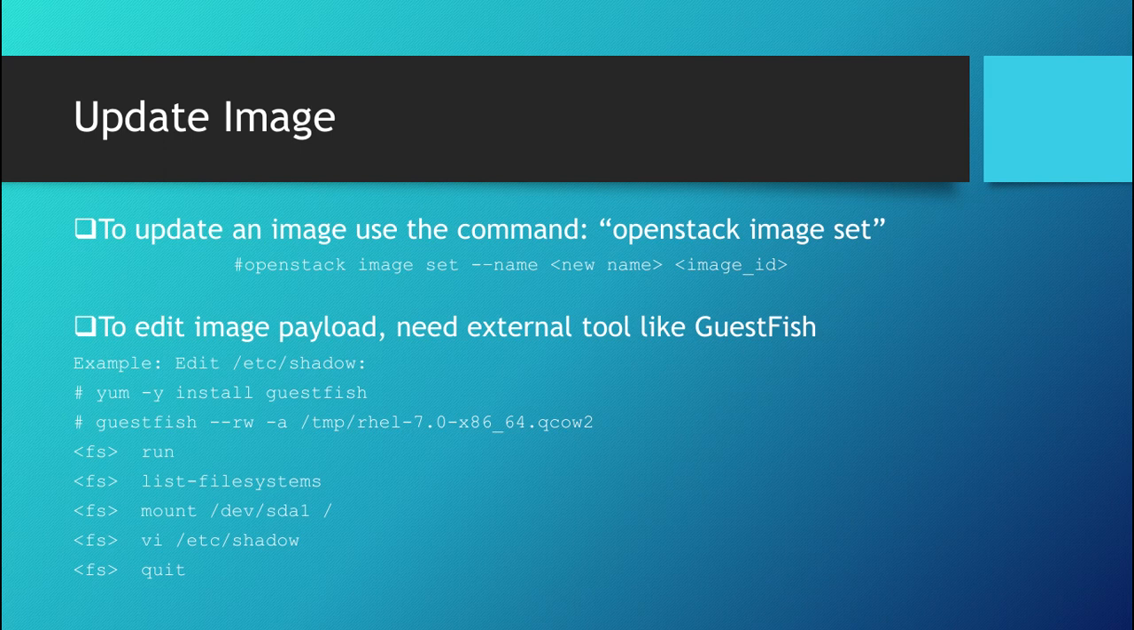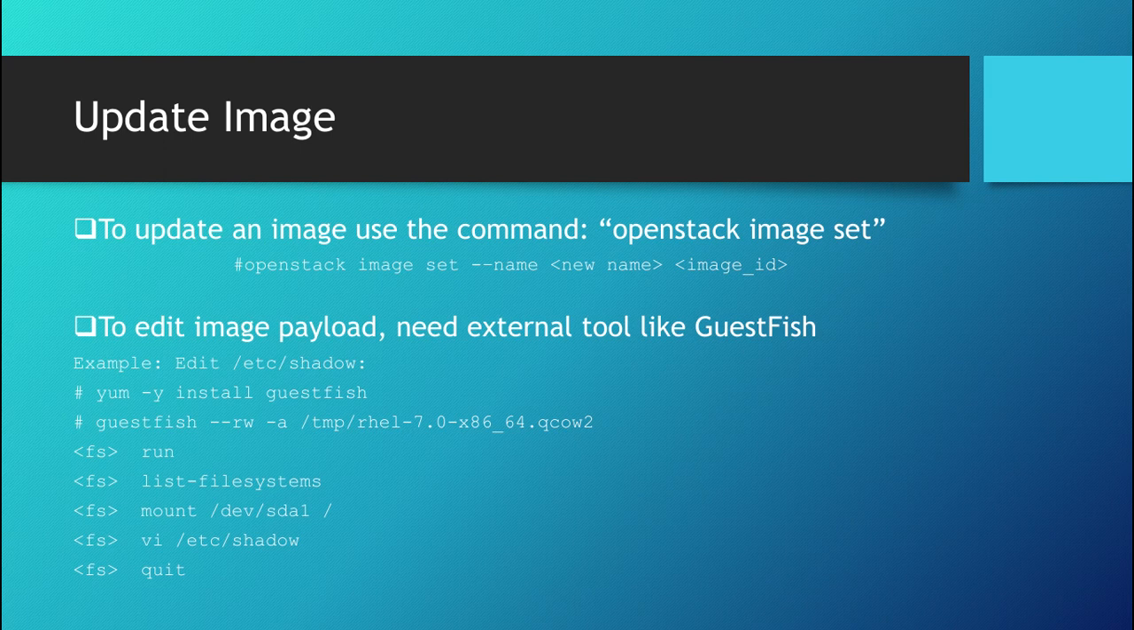For doing that, suppose you are on Red Hat, SUSE or CentOS, you run the command yum install guestfish. Once you have GuestFish installed, you run the command guestfish -rw, so you are mounting in read-write format, then -a and you give the image path. Once it's done, you run the command run. So you are firing up the image, then you do list-filesystems, and it will show the file systems.